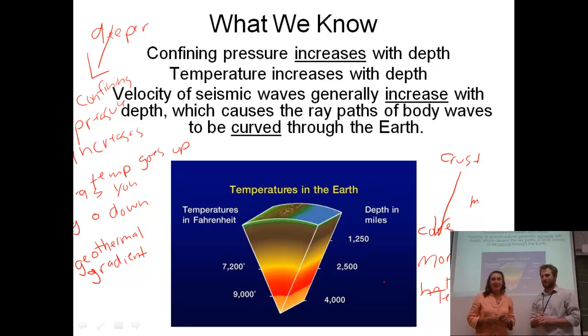So that path actually is not straight, and it's not straight because the material that it's traveling through is constantly changing because the pressure and the temperature are constantly changing. So you wouldn't go straight down because you would be speeding up as you went down, and you would start to curve around through it, right? Exactly. So the ray path is actually a curved path.